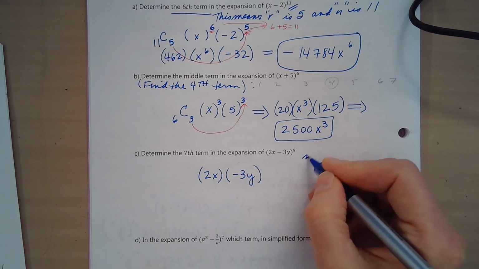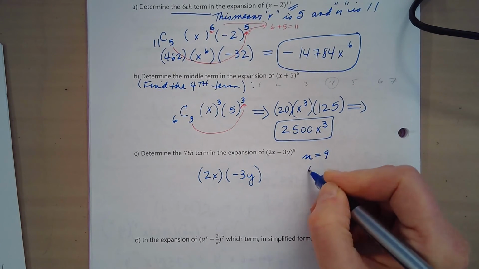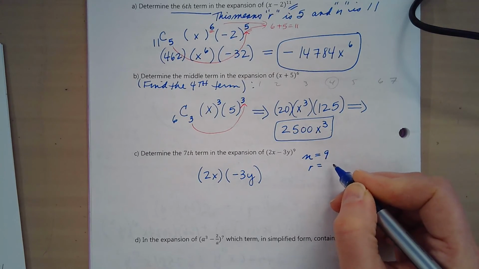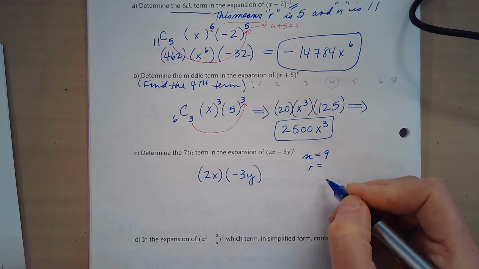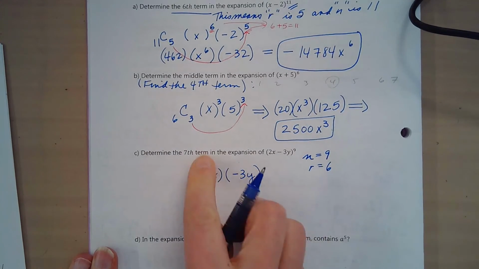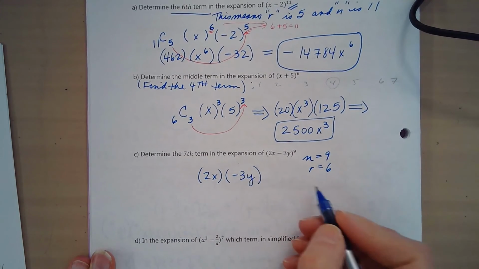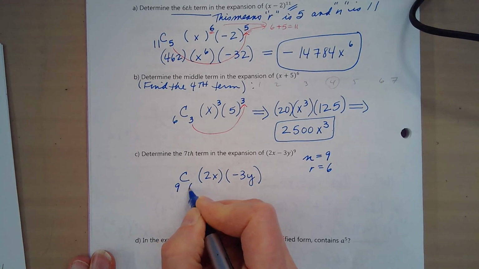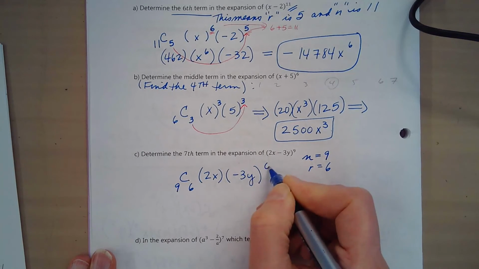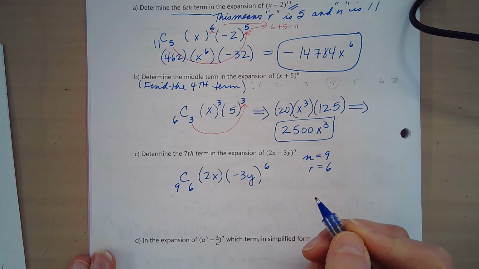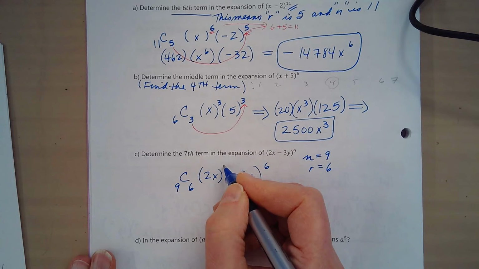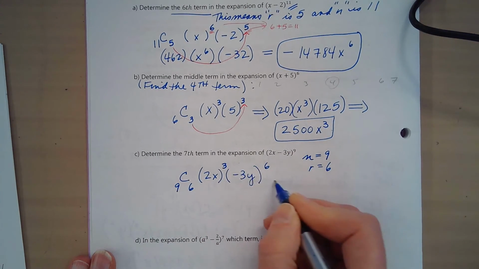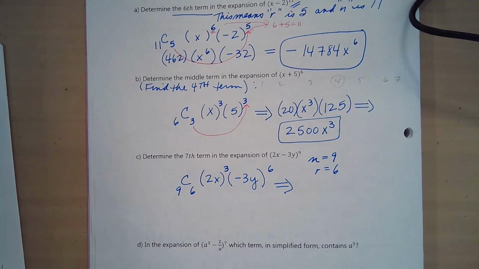Okay, n is 9, right? No argument there. What's r? One less than the term number, right? So if r is 6, that tells me, okay, I immediately put my r here. So therefore, my last exponent that I need is 3, because 3 and 6 make 9. Okay, give yourself a minute. Take all that into consideration.